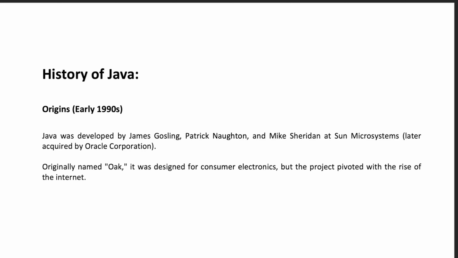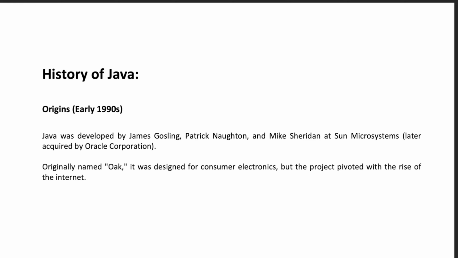In this talk, we are going to start the history of Java. First, we are going to talk about the origins. That was the early 1990s. Java was developed by James Gosling, Patrick Naughton, and Mike Sheridan at Sun Microsystems, later acquired by Oracle Corporation.